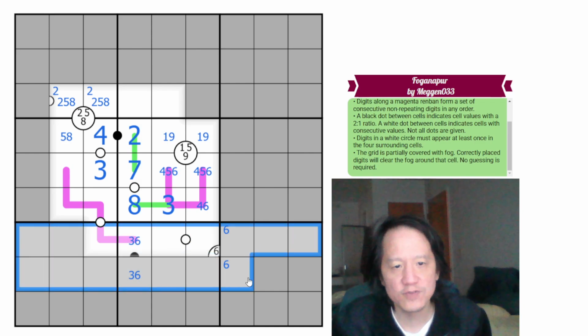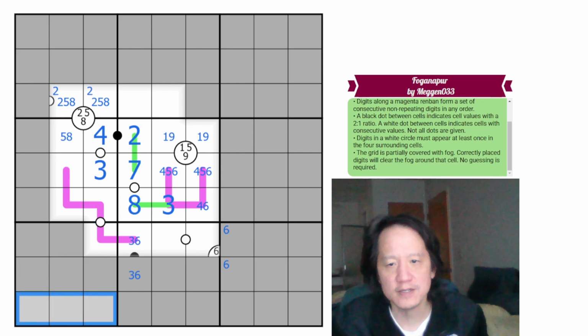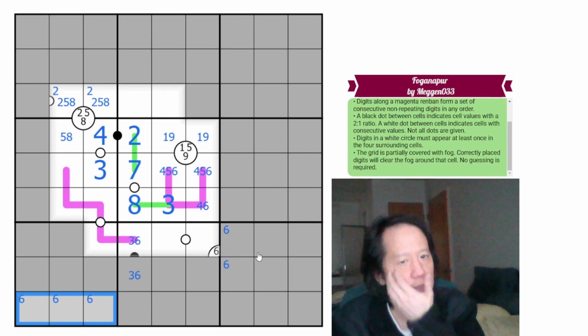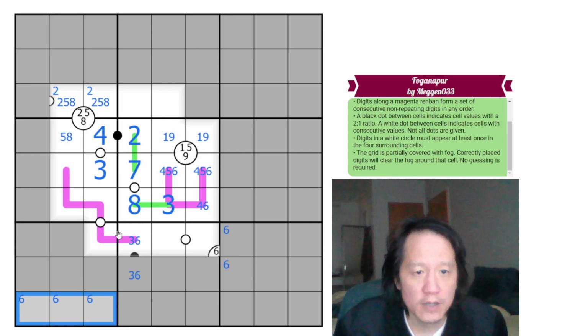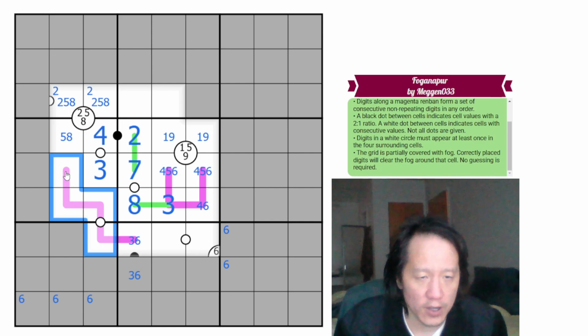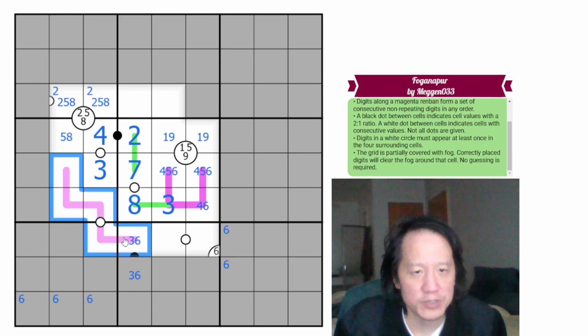Therefore, the rest of the cells in row 7 and 8 cannot contain a 6. Therefore, this cannot be 6, which forces this to be a 6. Now, on a Renban line, you always have a 5. Sorry, in a 5-length Renban line, you always have a 5.